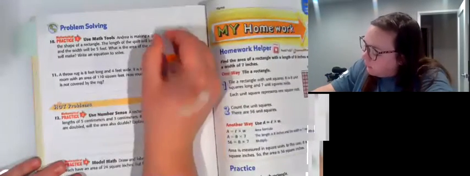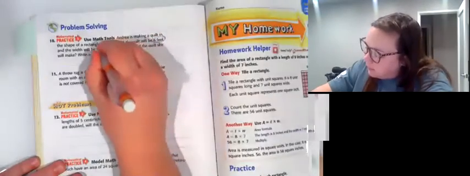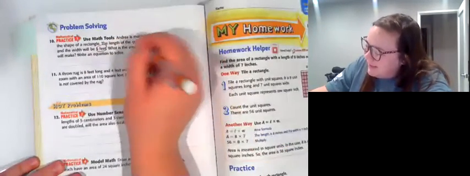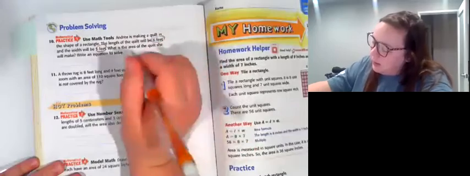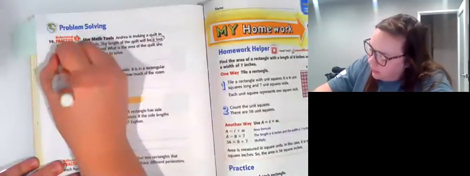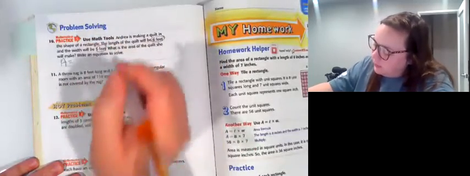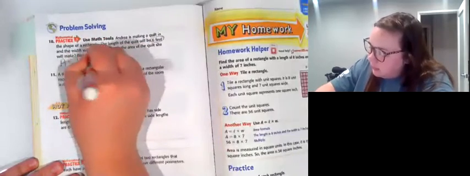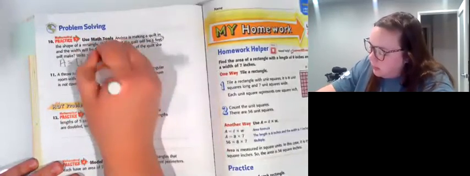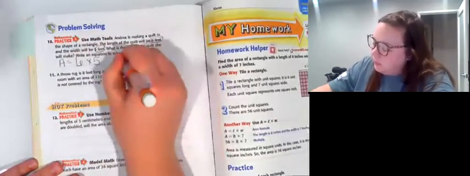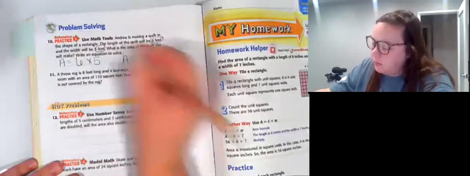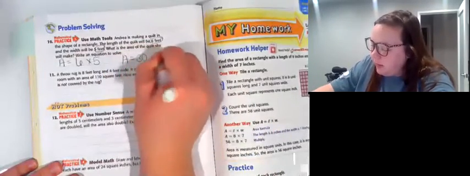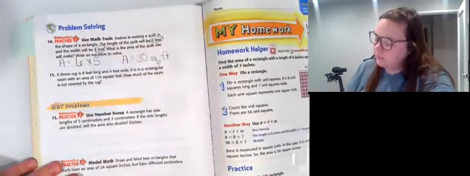All right, so we have 6 feet by 5 feet. What is the area of the quilt she will make? Write an equation to solve. Area equals length, which is 6 feet, times width, 5 feet. Area equals 30 square feet.